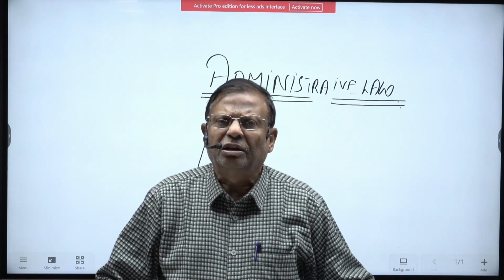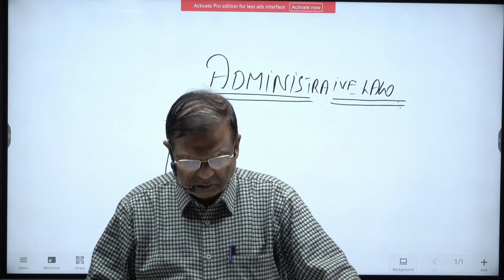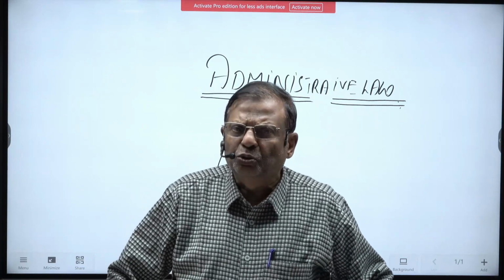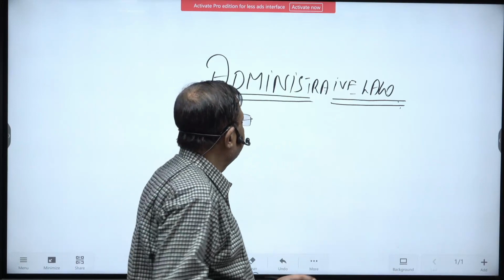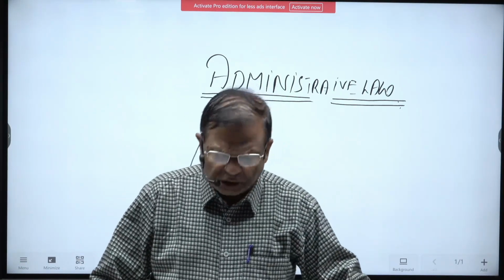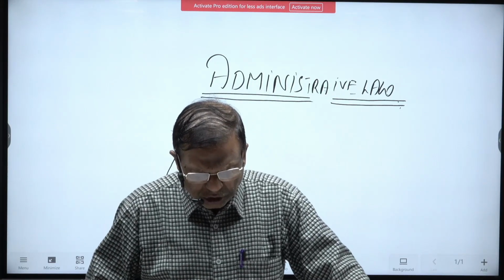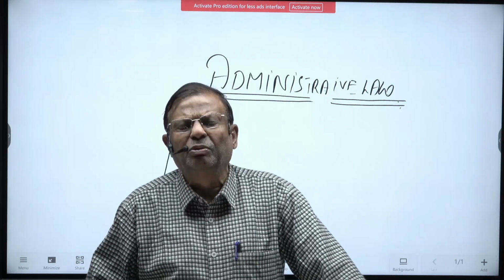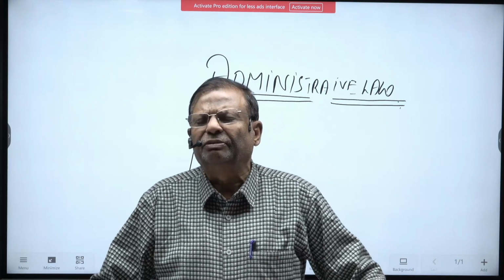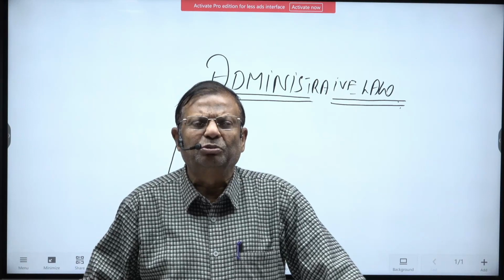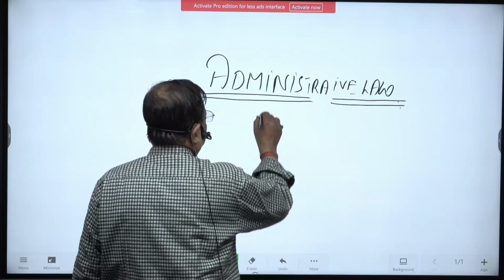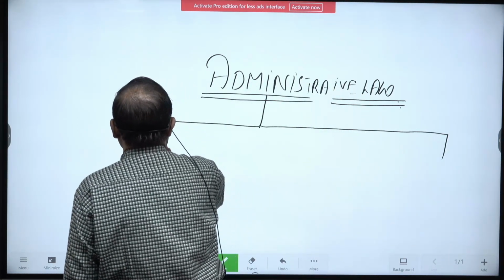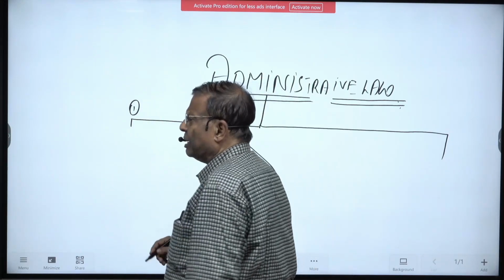Administrative law is normally studied under 5 important units. We are taking up unit number 1, which covers altogether 6 to 7 items of study. And kindly see the board.